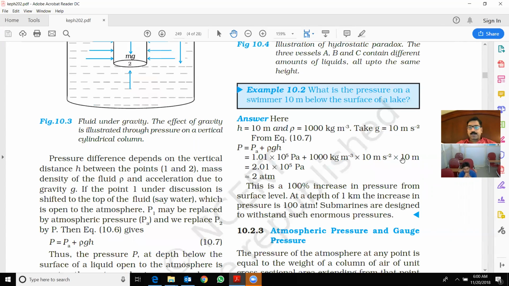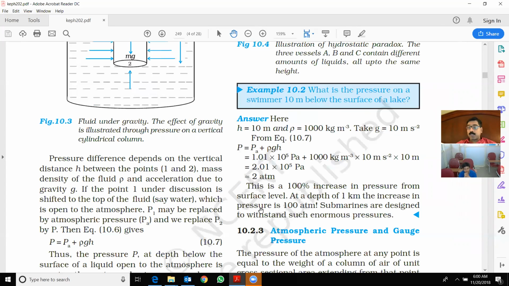So this comes to 1000 into 10 into 10, which is 10 to the power 5. And atmospheric pressure is known as 1.01 into 10 to the power 5 Pascal. So total is 2.01 into 10 to the power 5 Pascal, approximately 2 atmosphere. 1.01 into 10 to the power 5 Pascal is 1 atmosphere. The atmospheric pressure value is called 1 atmosphere.